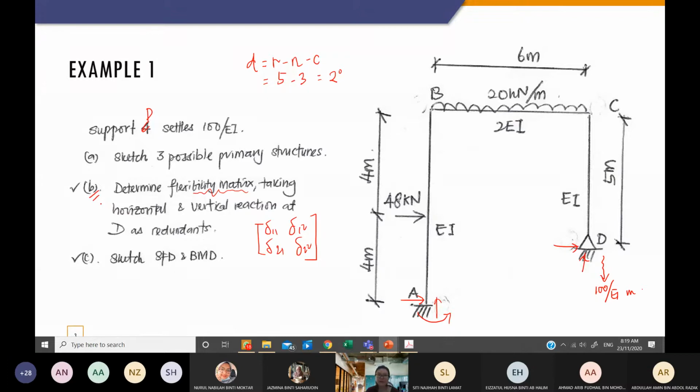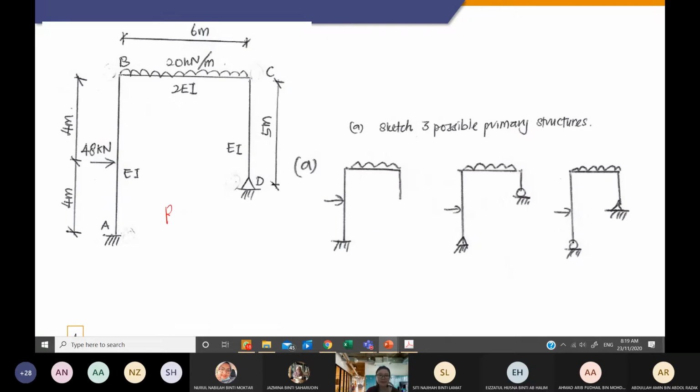So let's have a look at how to solve A. Sketch 3 possible primary structures, meaning that you can remove any 2 of the redundants. In this case, this is our real structure. We have AY, AX, MA, DY, and DX. If you are not familiar with how to change the support condition, I will advise you to directly put in terms of forces. Just put the direction of forces AX, AY, MA, DX, DY in your real case.